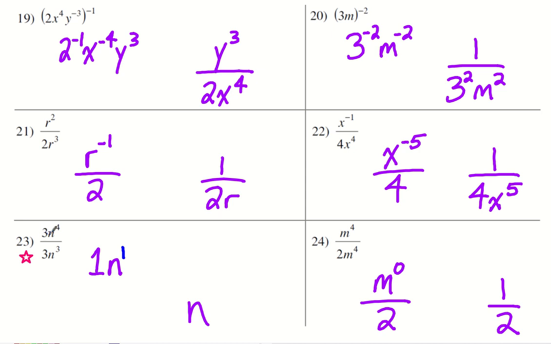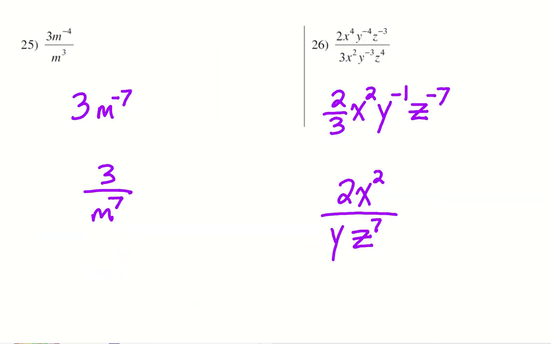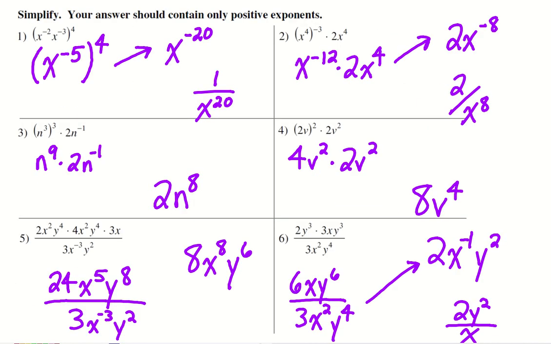And then 3 divided by 3, that's just regular numbers that are being divided. That's just 3 divided by 3, which is 1. Alright, so I think that covers all the reminders about properties of exponents.